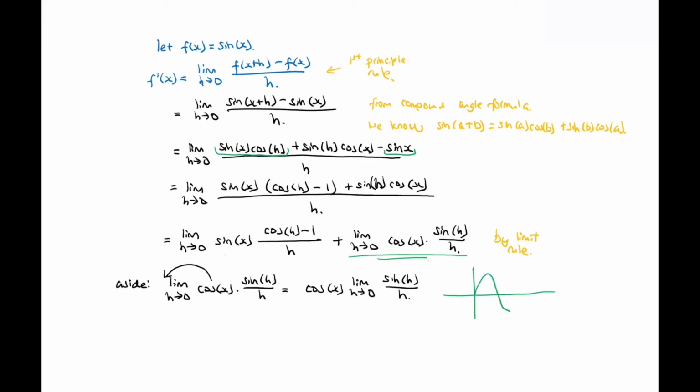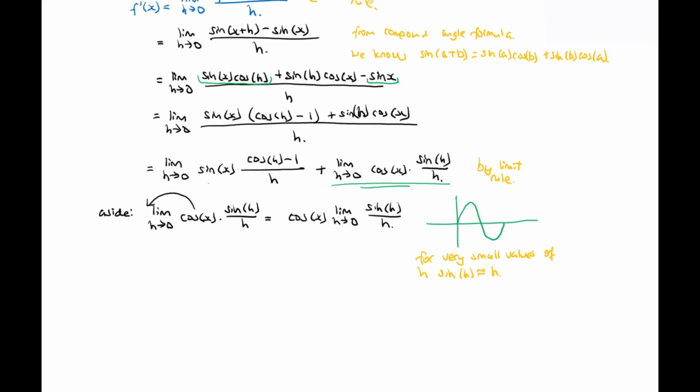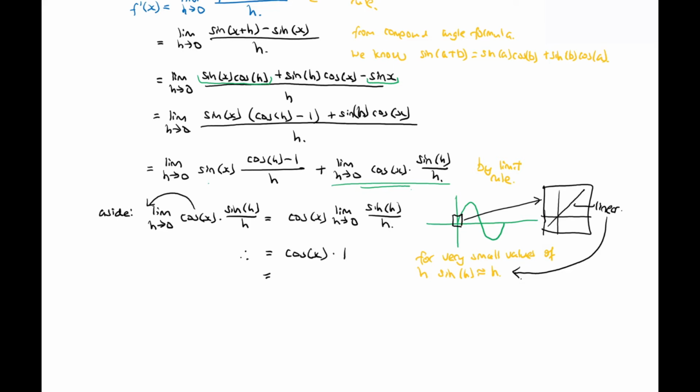Now, if I draw a sine graph, so this is a sine graph. What you notice is that for very, very small values of h, sine h is approximately equal to h. And let's see why. If I take a microscopic view of that bit there, the sine graph looks like a linear graph. That's why for very, very small values of h, we can say that sine h is about equal to h. And therefore it is cos x times, and that limit just goes to 1, so just cos of x. Alright, so that's the easy one.